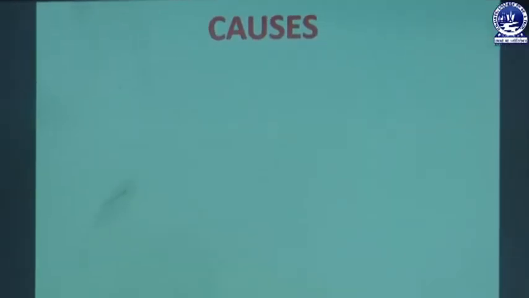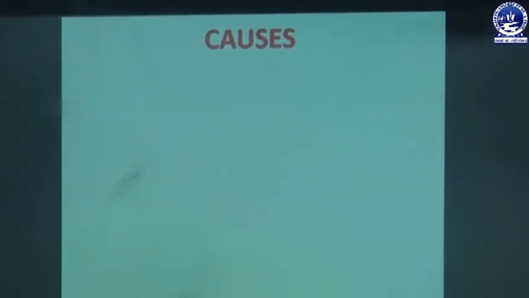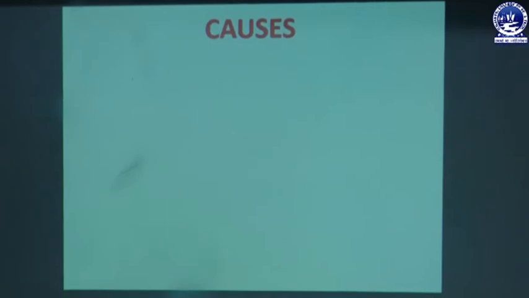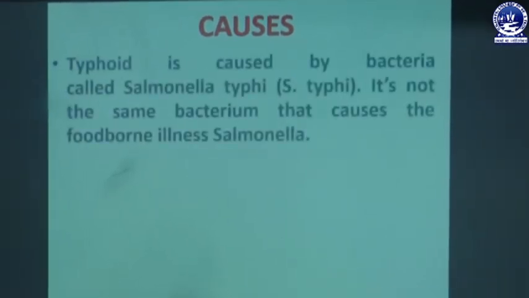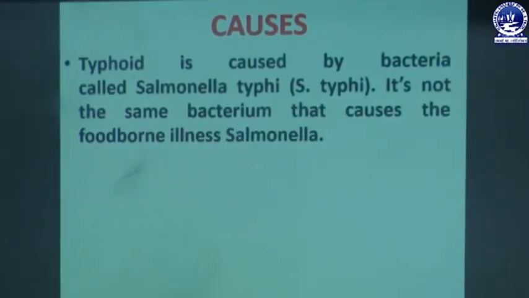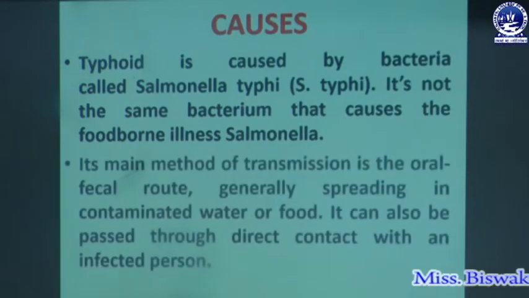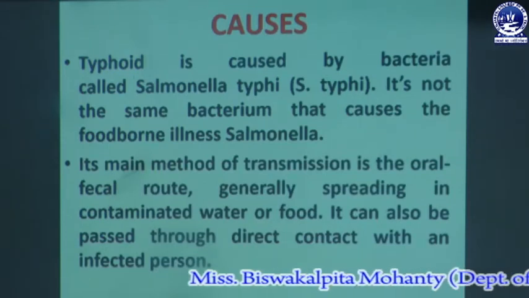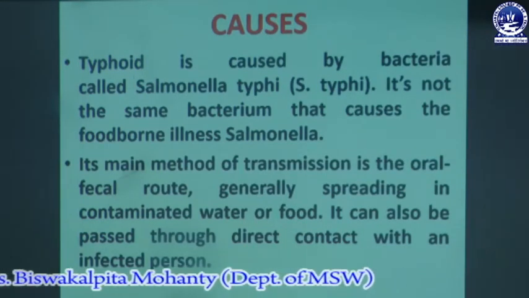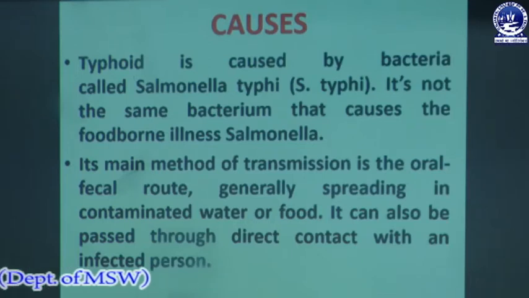Causes of typhoid disease means what is the reason behind the infection of bacteria and how typhoid disease occurs. Typhoid is caused by bacteria called Salmonella typhi or S. typhi. It's not the same bacterium that causes the foodborne illness Salmonella. Its main method of transmission is the oral-fecal route, generally spreading in contaminated water or food. It can also be passed through direct contact with an infected person.